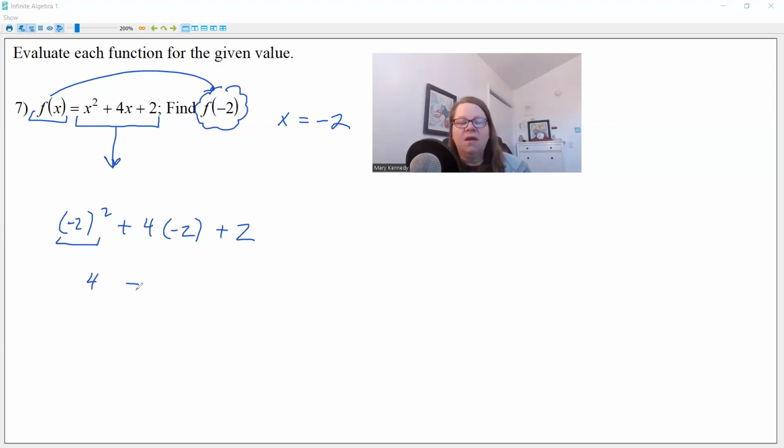But it also helps you to think through, okay, this is -2 times -2, so that's 4. And then 4 times -2 is -8. 4 minus 8 is -4. -4 plus 2 is -2. So it's kind of cool for this one.